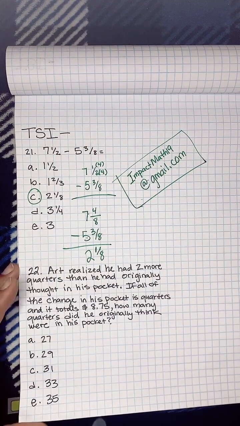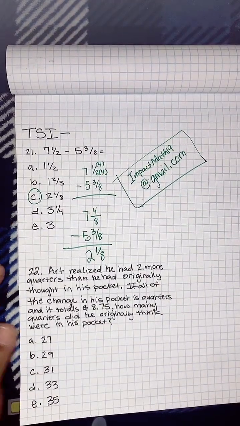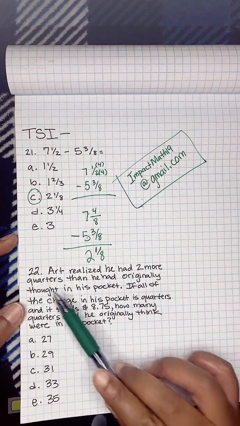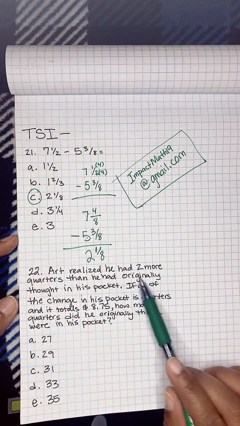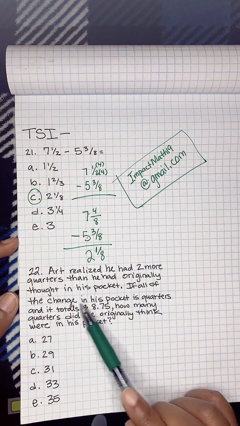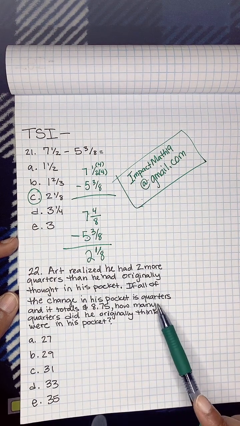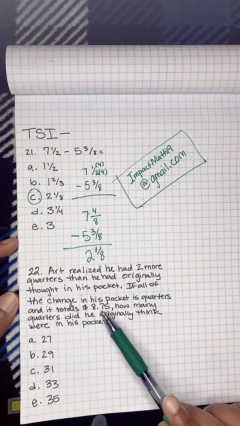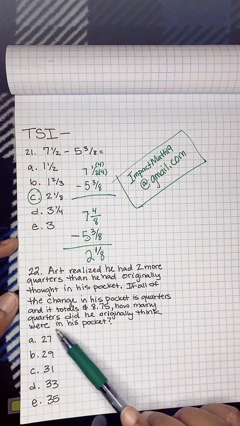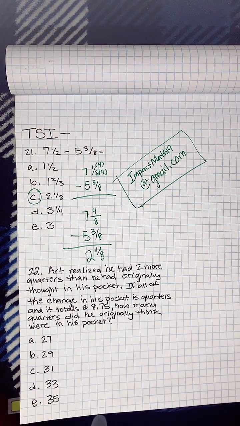All right, let's do number 22, you guys. Okay, 22. Art realized he had 2 more quarters than he had originally thought in his pocket. If all of the change in his pocket is quarters and it totals $8.75, how many quarters did he originally think were in his pocket?